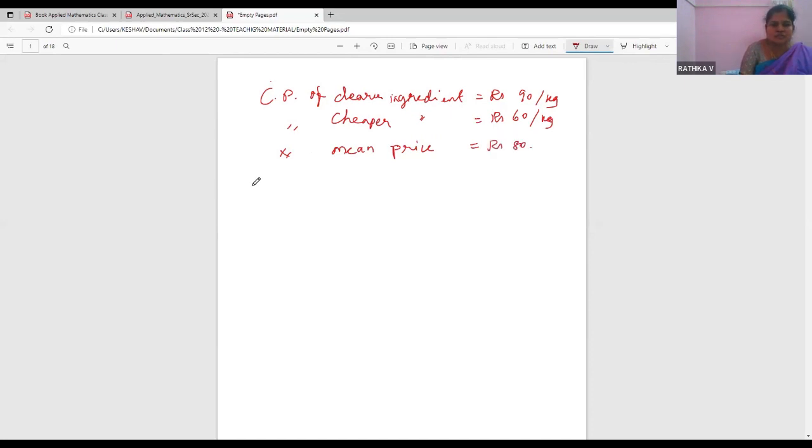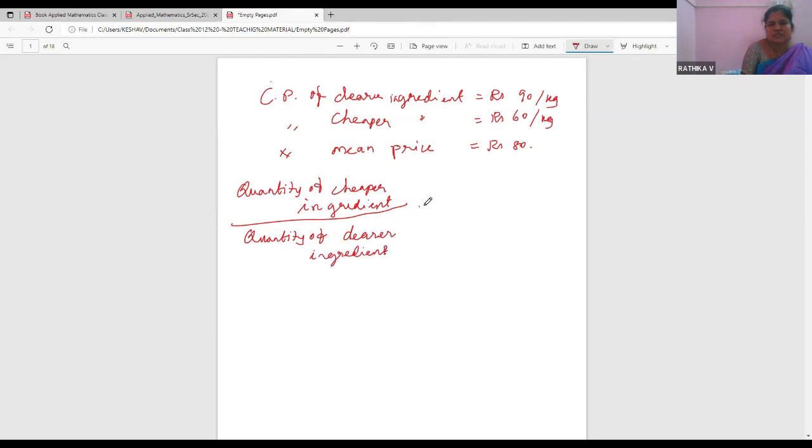So I think everybody remembers the formula now. This is the quantity of the cheaper ingredient divided by the quantity of the dearer ingredient, equal to D minus M divided by M minus C.